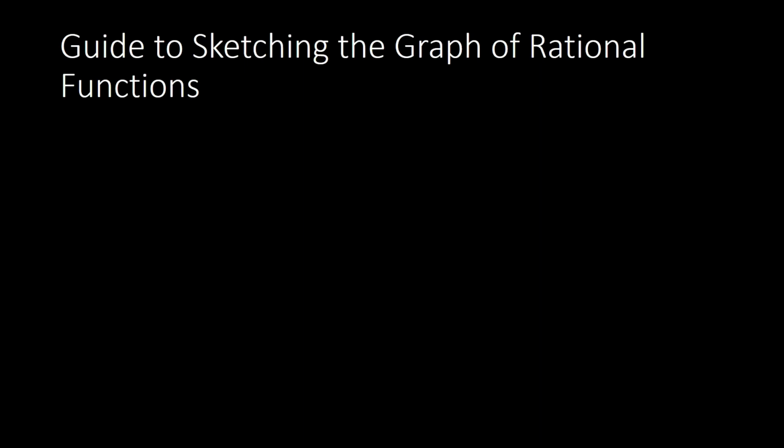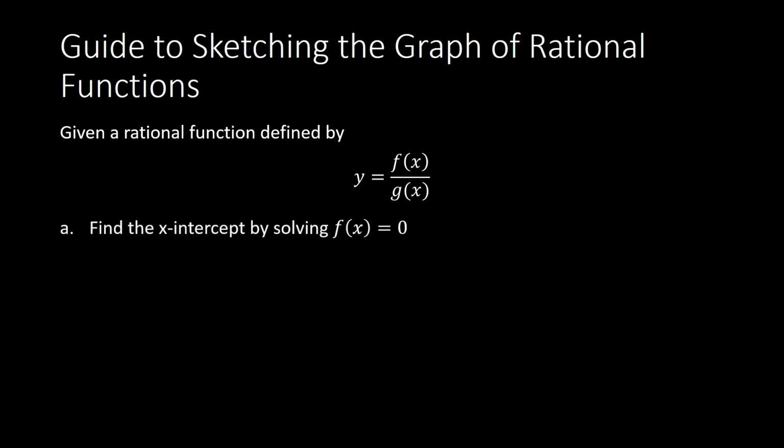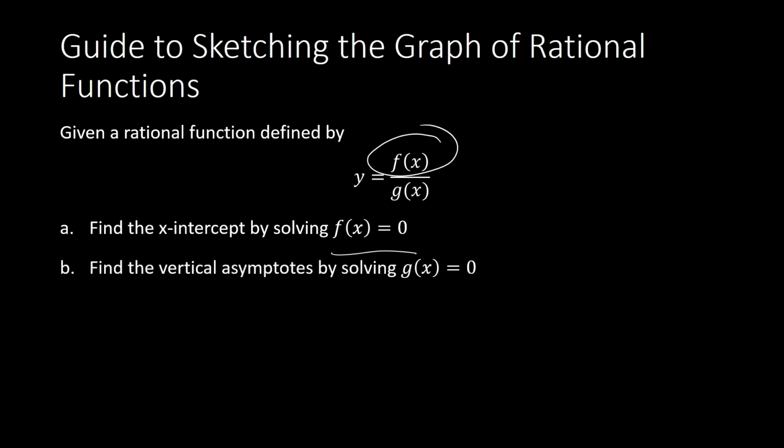This is our guide to sketching the graph of rational functions. When we are given a rational function defined by y is equal to f of x divided by g of x, the first thing that we must look for is the x-intercept. We can get the x-intercept by looking for the zeros of the function in the numerator. Where or when is that equal to 0? After that, we look for the vertical asymptotes, and we can do that by solving this equation. Where or when is g of x equal to 0?